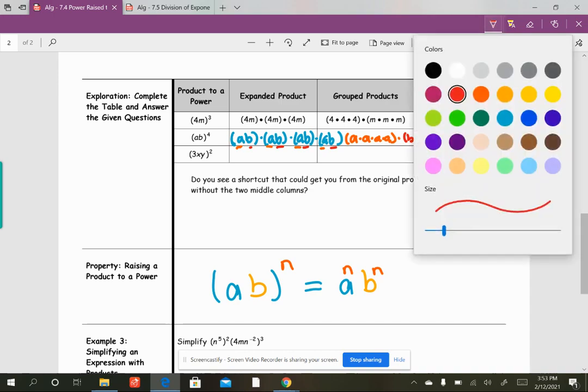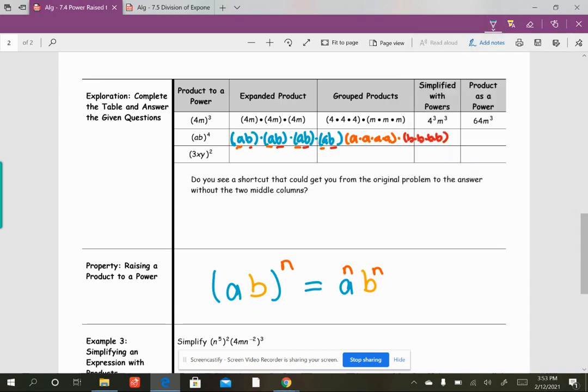Sorry, I know everything is running over. So then what we would write in this box, we have how many a's? 4 a's, so it ends up being a to the 4th. And same for the b's, b to the 4th. That actually ends up being the same answer in both of these boxes. We don't have anything we need to simplify.